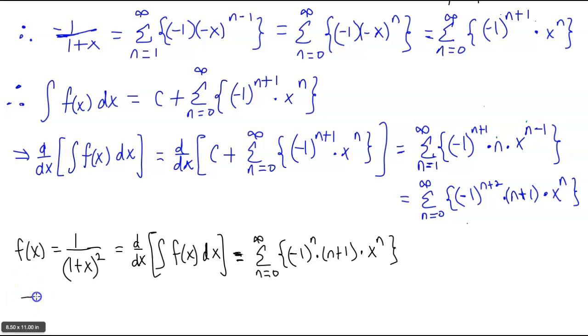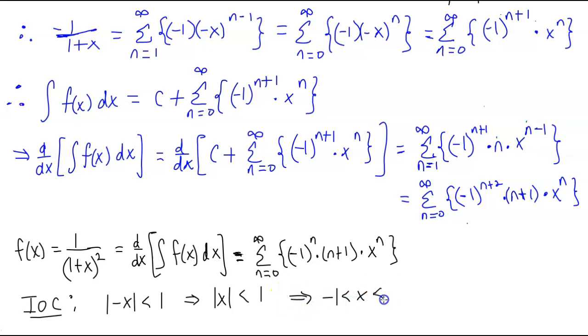So here for the IOC, we know that this is going to have to be less than 1, which essentially just means that the absolute value of x is going to have to be less than 1, which again is just another way of saying x has to be strictly in between negative 1 and 1. And so this will be our IOC. And of course, our ROC will just be half the distance of what the IOC is. And that's going to be 1 as well.